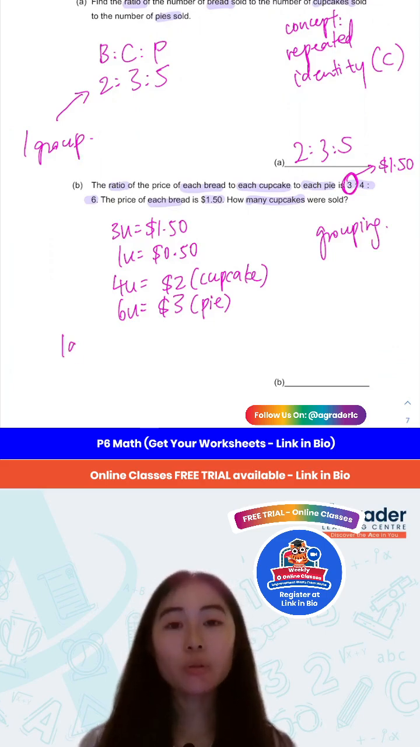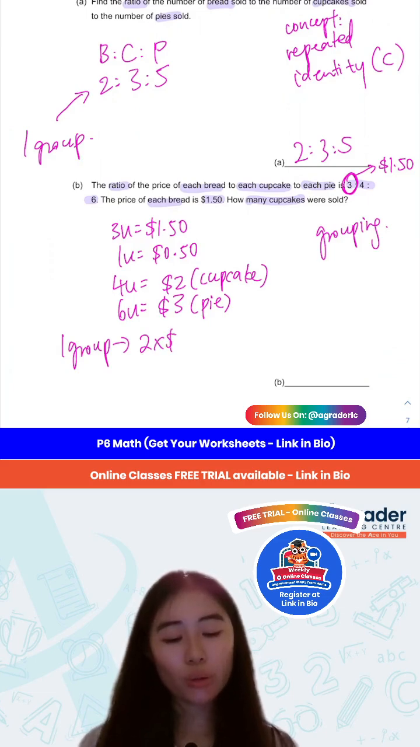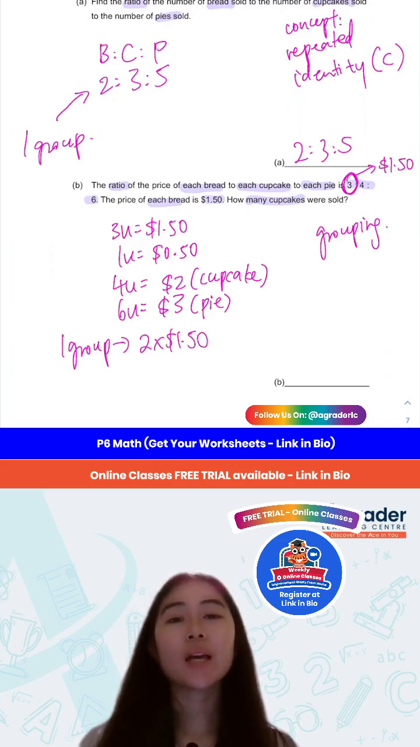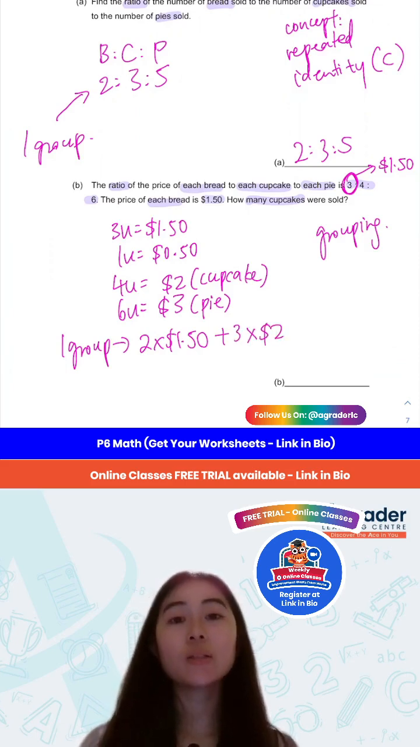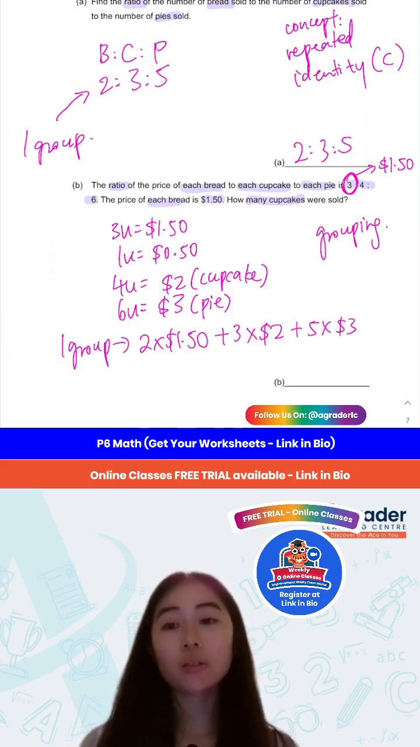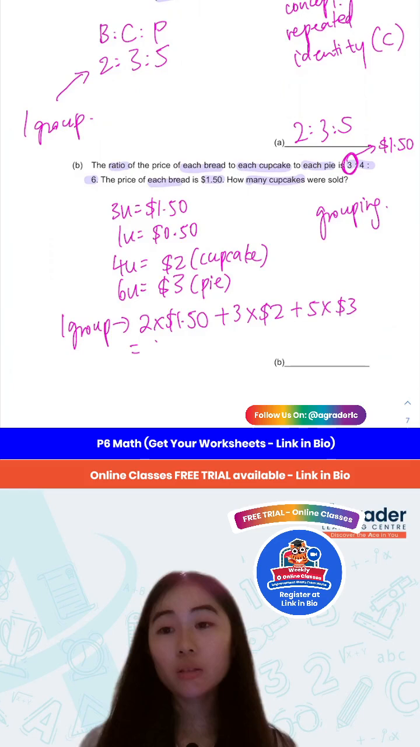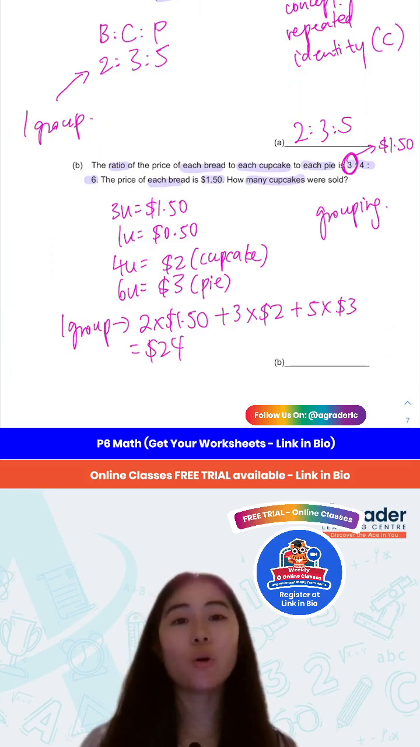Okay, so I'm going to find one group. If there's 2 bread, that will be 2 times $1.50. And then you're supposed to have 3 cupcakes, which is 3 times $2. And you're supposed to have 5 pies, right? So 5 times $3. Anyway, you can key this whole thing into your calculator. You should get $24 for one group.